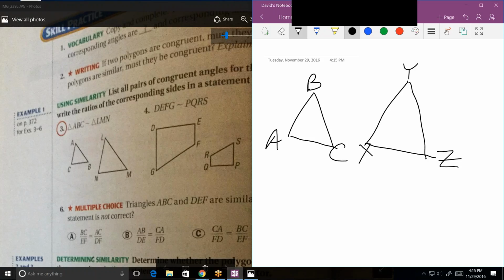In other words, if they're going to say that triangle ABC is similar, excuse me, been working with congruency so much, if it's similar to triangle ZYX, now that tells me which angles are congruent. A is congruent to Z. You see why? Okay.